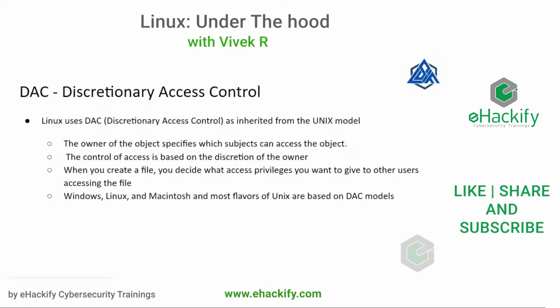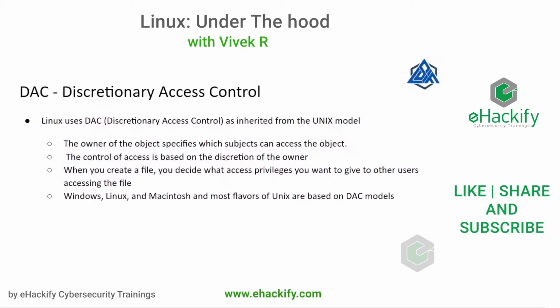Say for example, if I am creating a file or you are creating a file, then you are the owner of the file, and you have to specify what accesses it should have for other users. So that is basically the discretionary access control mechanism. Means it is at the discretion of the user or the owner who creates that particular file. So the control of access is based on the discretion and power of the owner. As I mentioned, when I create a file, I decide what access privilege I want to give to other users who are accessing those files.